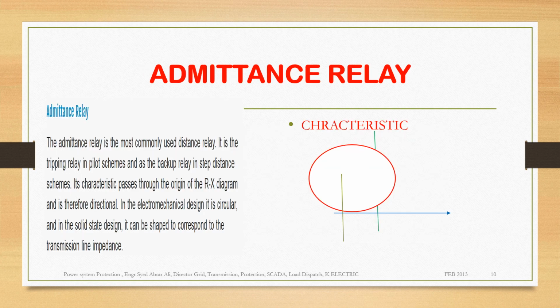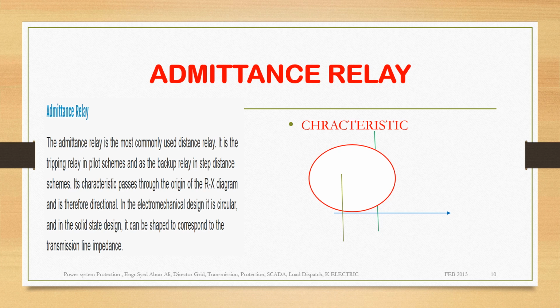Now the last is the admittance relay. You can see the characteristic of the admittance relay is that the circle passes through the origin. In the impedance relay, the center of the circle was at the origin, but here the circle touches the origin and is on the upper side of the x-axis mostly and the right-hand side of the y-axis. So this is kind of a directional relay, and this is known as the admittance relay.